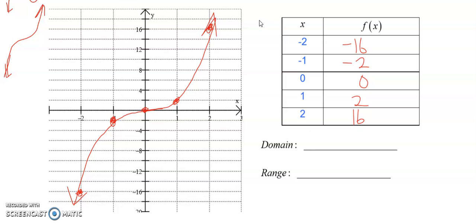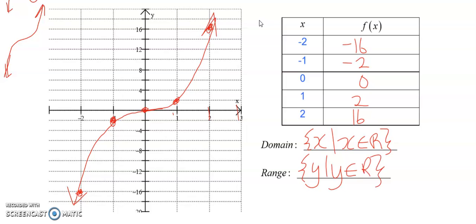Your domain, well, every real number, 2, 3, 1, -10, they've all got a point somewhere on that graph. So your domain is all real numbers, everything. The range, the y values, is also all real numbers because that graph goes up to infinity and down to -infinity. That's a good way you can look at domain and range. Domain is how far left, how far right, and range is how far up, how far down. So there's your range there.